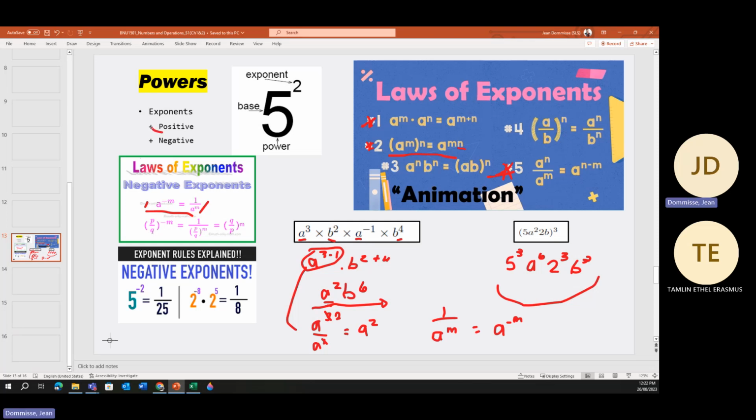Where we have positive ones is when it's just a positive number, and negative will be a negative number. So positive is for positive 2, negative is negative 2. So that is basically the two types of exponents that we can work with, and we can use it on a set of variables as well. Okay, so that is powers.